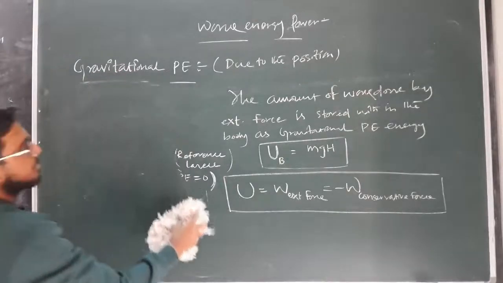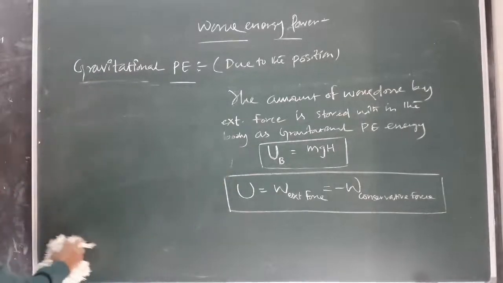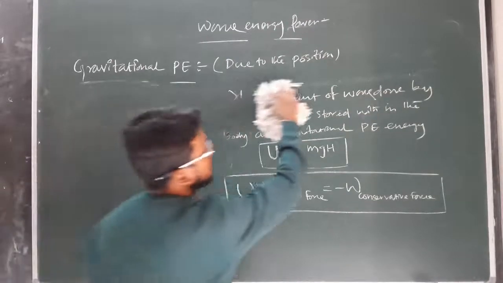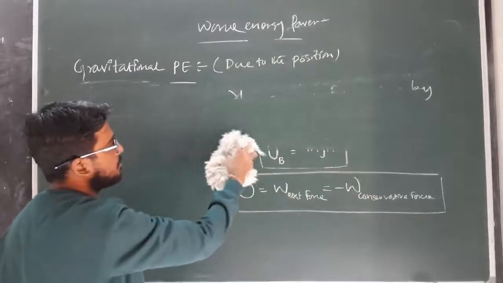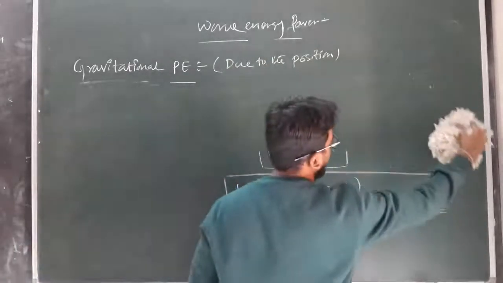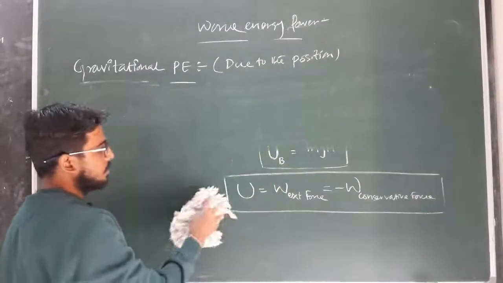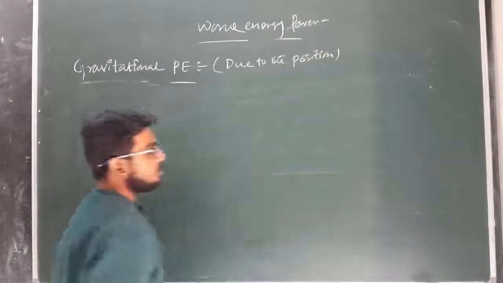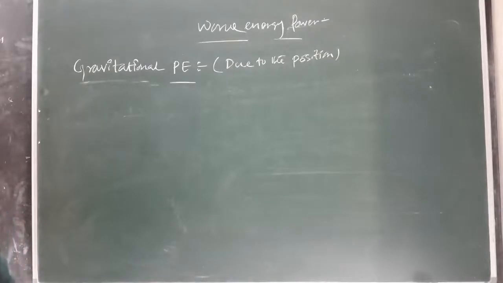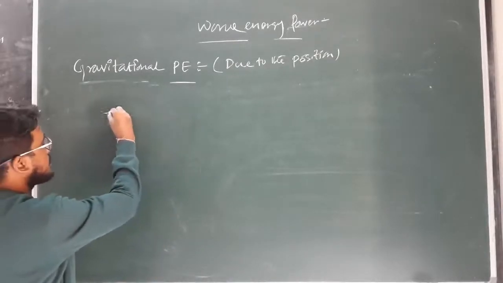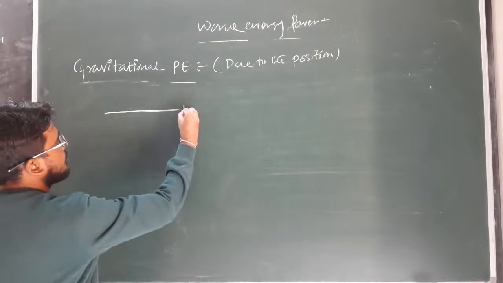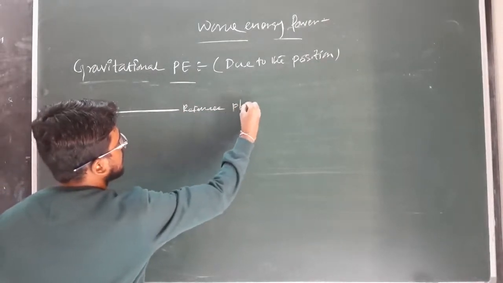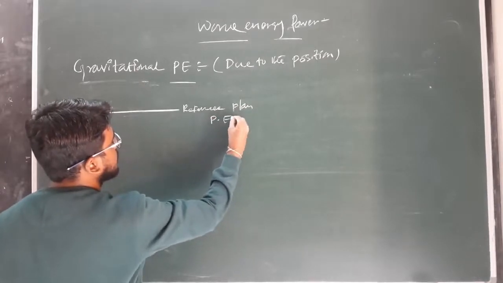So this is the required expression for gravitational potential energy which will be stored within the body due to its position. You have to remember the expression, that is mgh, where h is the height of the body from the ground. Clear? Where ground is considered as what? Zero gravitational potential energy. If we are taking the reverse case, here I am taking the reference plane. So here potential energy is considered as 0.